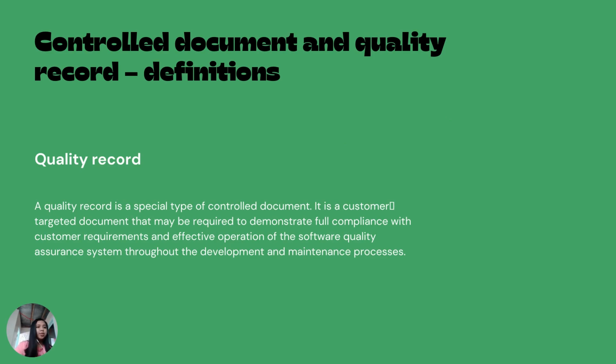So next are the quality records. A quality record is a special type of control document. It is a customer-targeted document that may be required to demonstrate full compliance with customer requirements and effective operation of the software quality assurance system throughout the development and maintenance process.